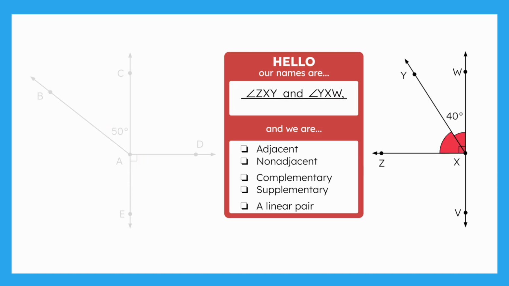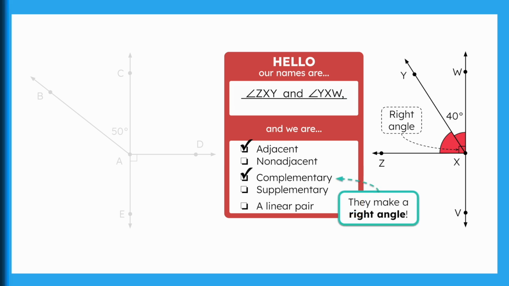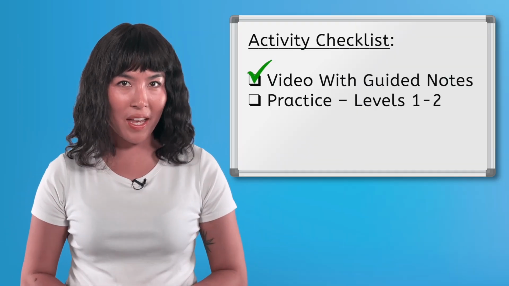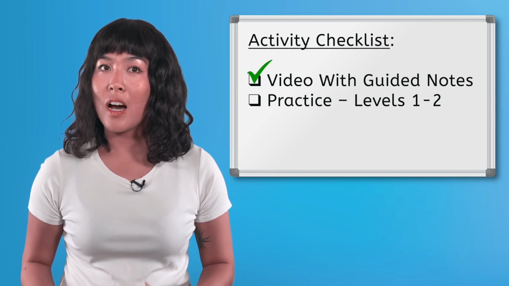And finally, we can see that angle ZXY and angle YXW are adjacent since they share a side and a vertex. This symbol tells us this is a right angle, so ZXY and YXW create a right angle, which means they're complementary. Great work!